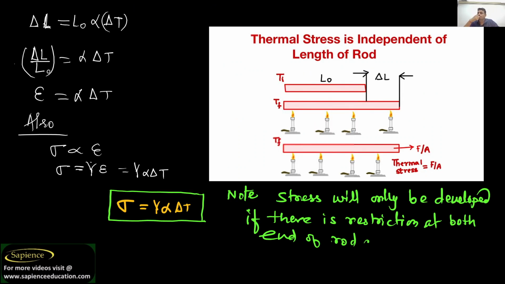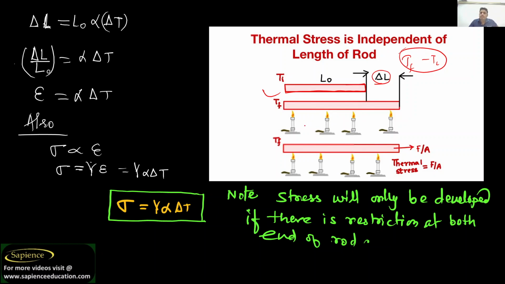So now let us consider this rod. This rod has an initial length L naught and a final length L. Okay, and the change in length is equal to the final length minus the initial length. Can we write this?